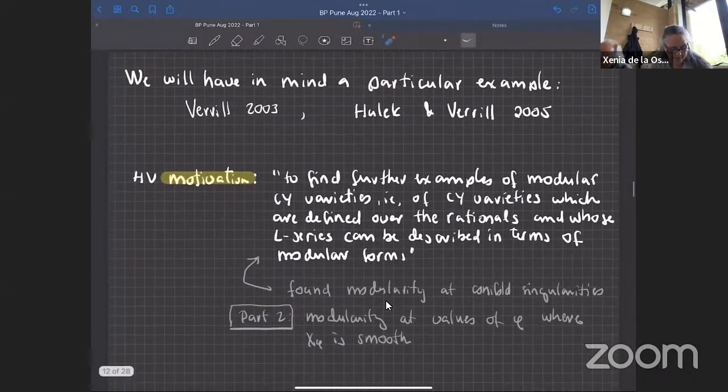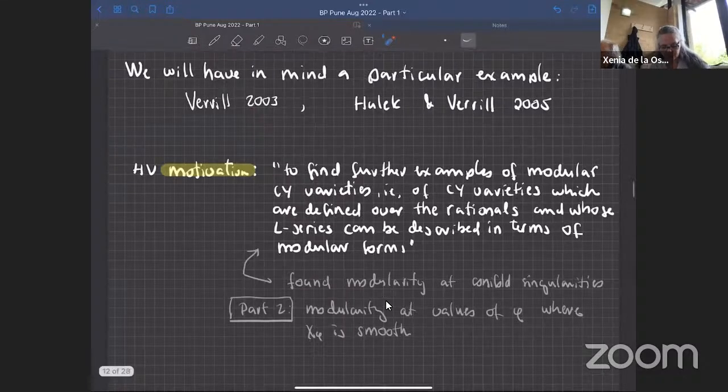But for us, we have in mind a different case that was originally described by Hulek and Verrill, and I think I am missing a reference here because it was more than one paper. And then Hulek and Verrill wrote a very nice paper with the following motivation. They have this sentence at the beginning of their introduction, that they want to find further examples of modular Calabi-Yau varieties, that is, Calabi-Yau varieties which are defined over the rationals and whose L-series can be described in terms of modular forms.